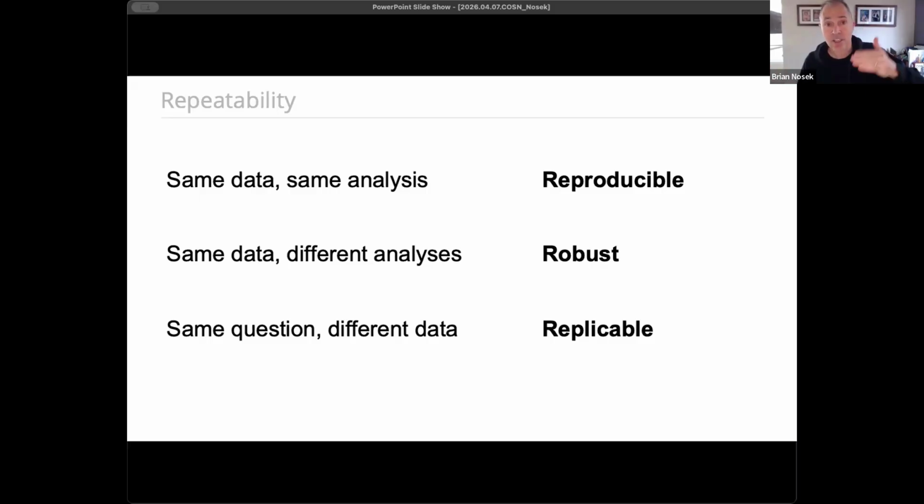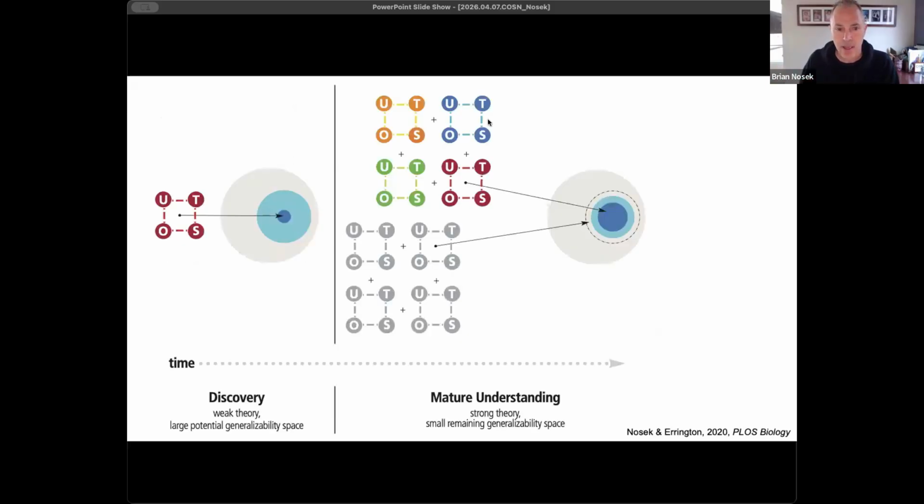Replicability is often seen as the ultimate one because it identifies something about a regularity in nature. It isn't just something that occurred in this particular data set at this particular time, but rather something that we can show in different contexts, depending on what the research question is. We wrote a paper, Tim Errington and I, in 2020 in PLOS Biology about the advancement of replicability, and we explain it in this way.